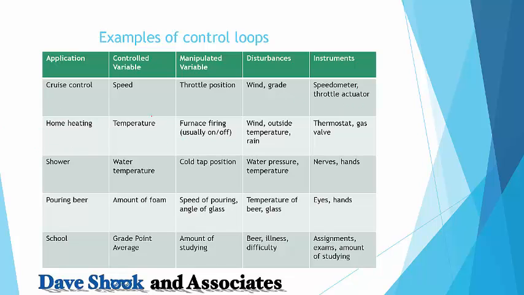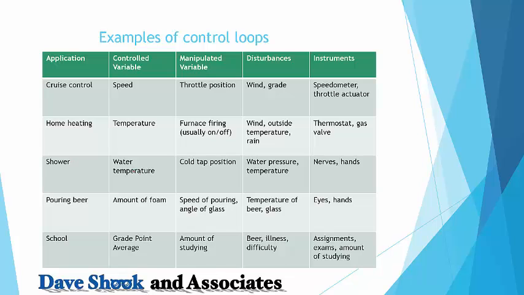For home heating, you're controlling the temperature in your house. In a cold part of the world like Canada, you're manipulating the furnace firing, usually on-off. Sometimes you have multiple stages, but not always. Disturbances are things like the outside temperature, how windy it is, whether there are windows open. If it's raining, that will also have an effect. The instruments are the thermostat and the gas valve in the furnace.